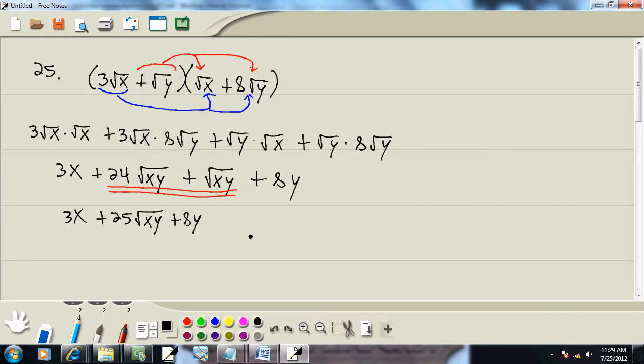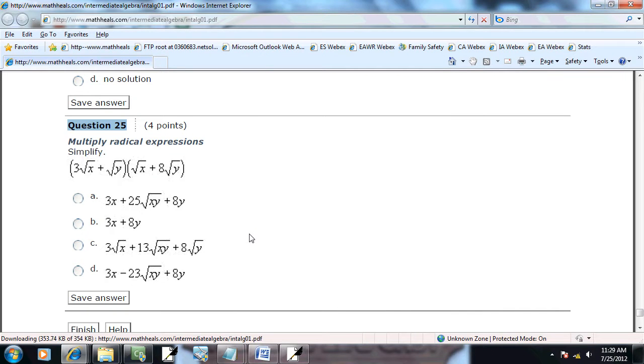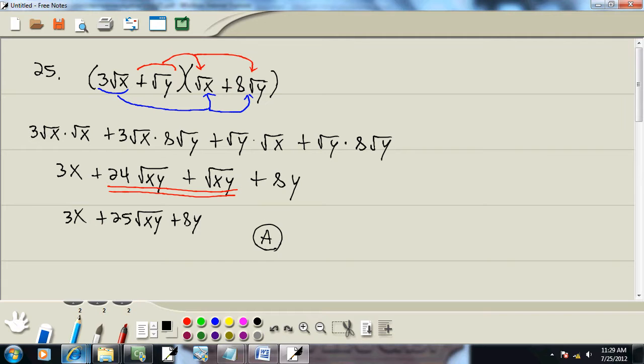Which matches A, it looks like. So our answer would be 25A. Let me go double check that.